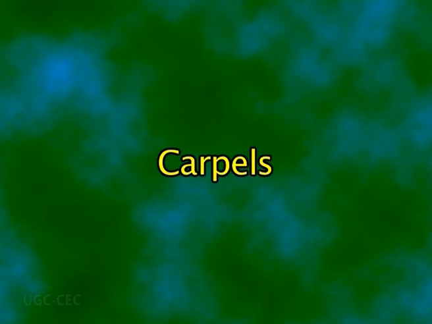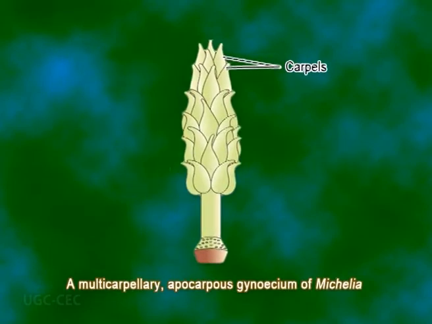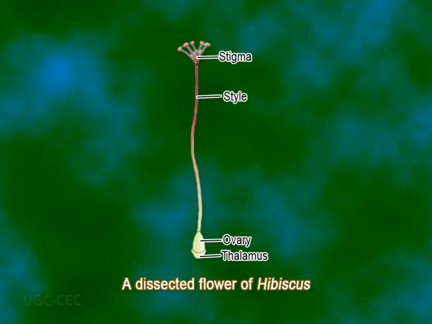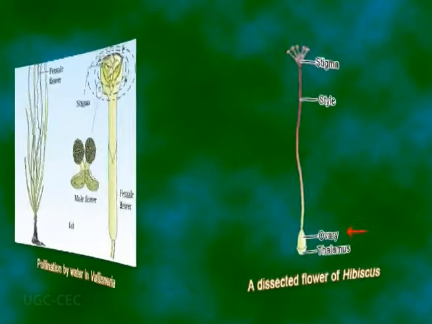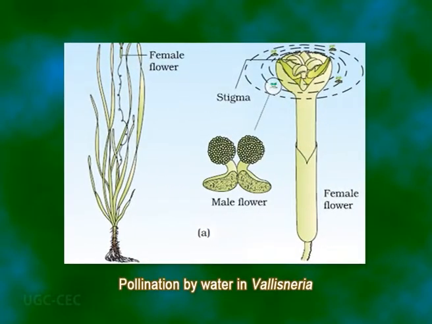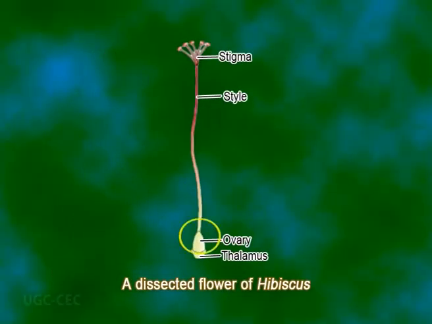Now the carpels. The carpels represent the female reproductive part of the flower. It has three parts, the stigma, style and the ovary. The stigma serves as a landing platform for pollen grains. The style is the elongated slender part beneath the stigma. The basal bulged part of the carpel is the ovary. Inside the ovary is the ovarian cavity, that's locule, where the placenta is present.